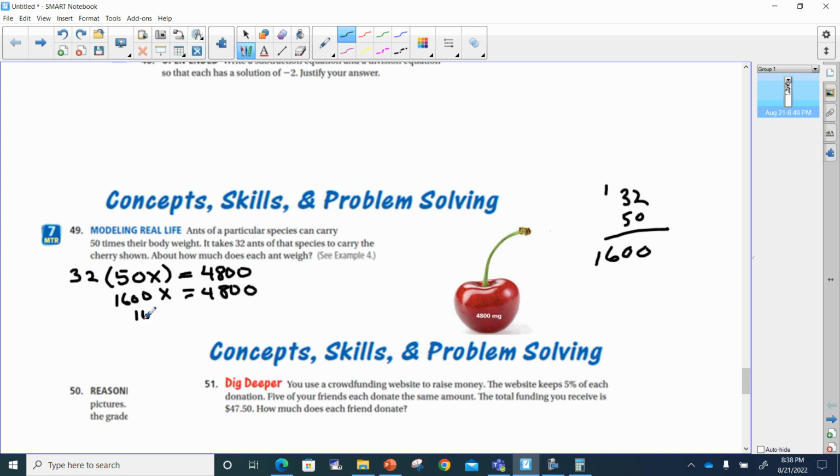And then we're going to divide 1,600 away from X so we can get X by itself. 4,800 divided by 1,600, I believe, is 3. And since we're talking about milligrams, that means that each ant, these ants must weigh 3 milligrams each. Okay.